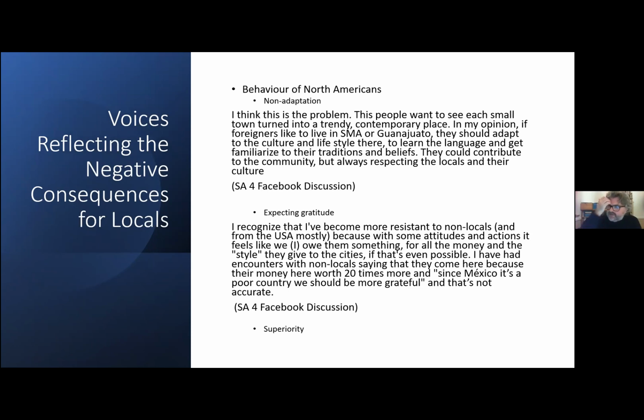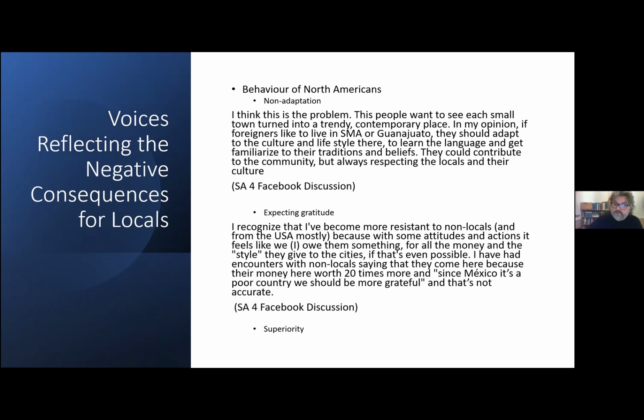Also identified in the perception from our students was the behavior of North Americans, that they were not willing to adapt, to integrate. And this seems very different because there's a very interesting book, A History of San Miguel, in which it was identified that the earlier Bohemians did integrate. They married locally, they learned Spanish, but there is a sense that this new wave of retirees don't. And this sense of expecting gratitude, which is basically saying, we've got a lot of money, we're helping the economy, you should be grateful we're here.